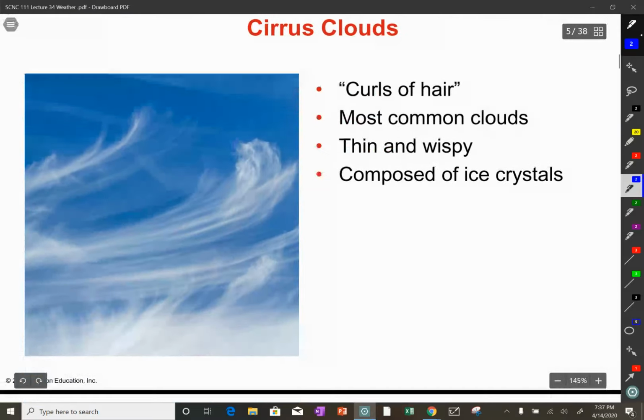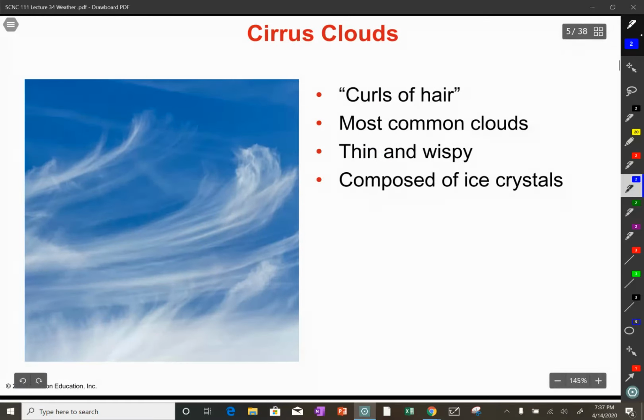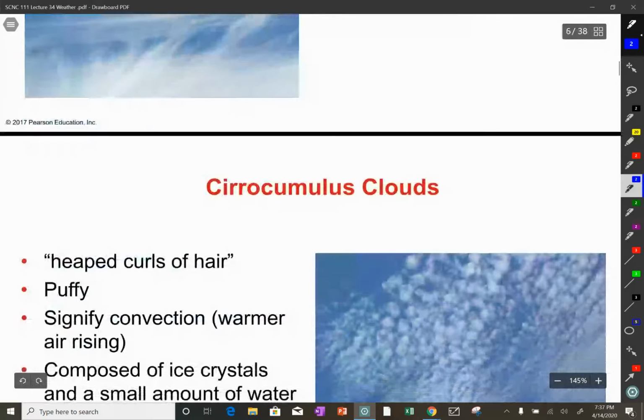So here's a cirrus cloud. Cirrus, curls of hair, like I said. They're very high. They're very wispy. They're being blown by the air currents that are up there at high elevations. These are the most common clouds, and they're composed exclusively of ice crystals.